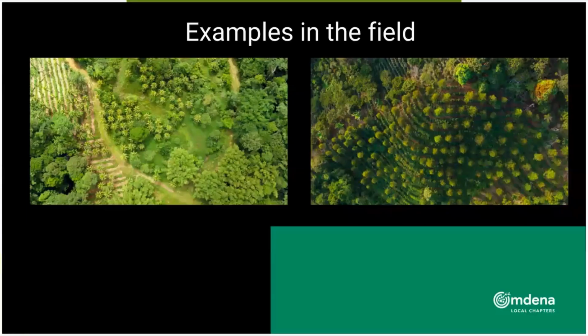Here's an example of what an agroforestry system looks like. It's a combination of crops and trees arranged in characteristic patterns. Agroforestry systems have complex features, but with sufficient training, the models can recognize them.